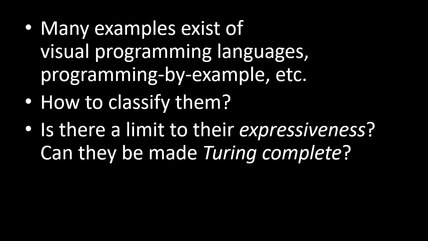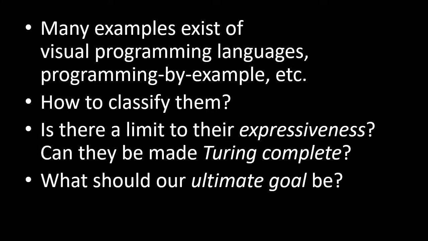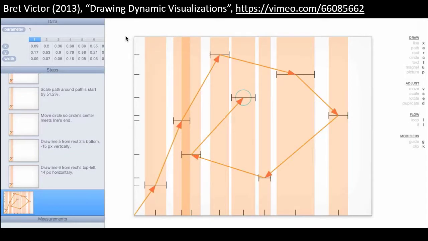Which of these systems can express any program? This is related to the idea of Turing completeness, but we will actually introduce a more stringent criterion that we call GUI completeness. We also propose one particular ultimate goal for the future of this kind of work on visual programming. To motivate our discussion, I'll begin by showing 3 examples of systems.